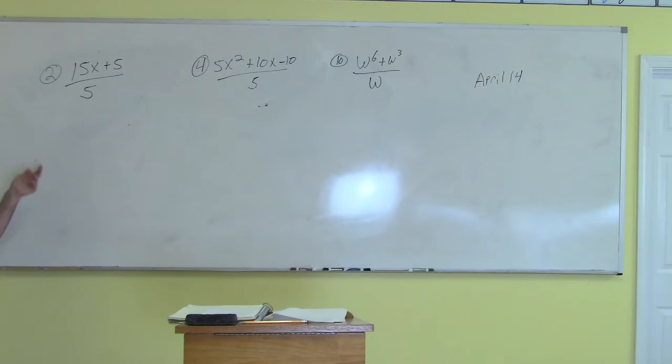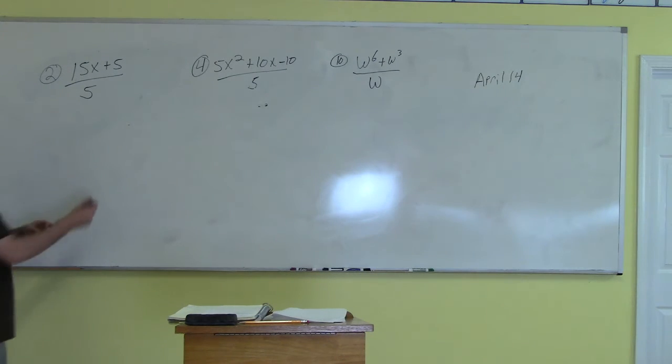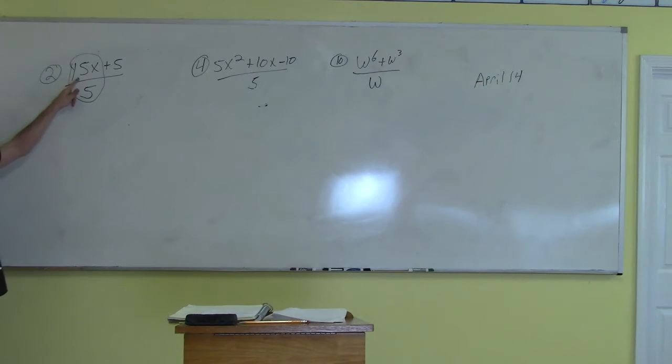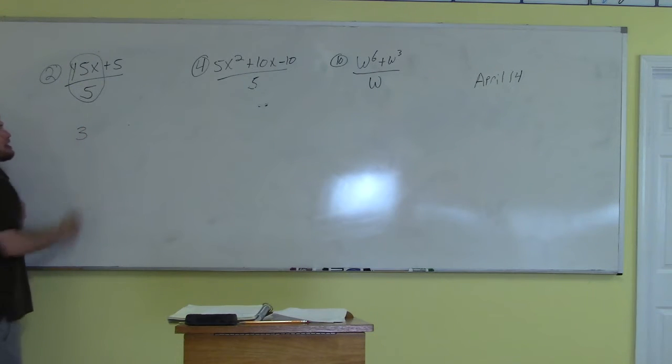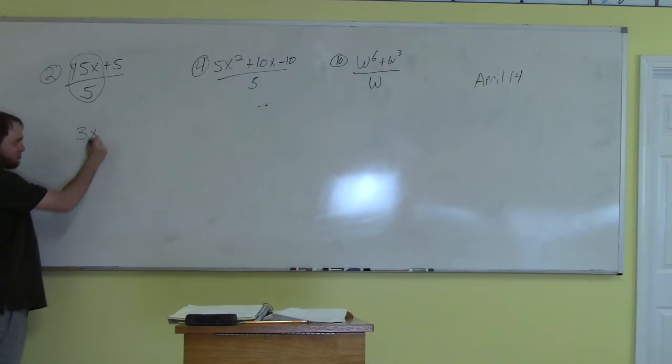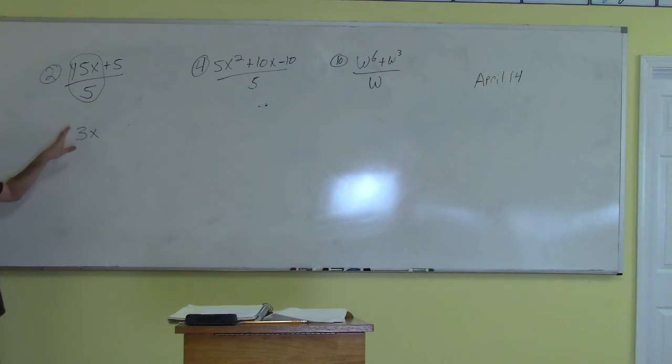If we look at number 2 here, what happens is we have 15x plus 5, and we're dividing by 5. What we're going to do is just separate it. We're going to do the 15x divided by 5. When I do this, 15 divided by 5, just the number divided by the number like we always do, 15 divided by 5 is 3. And then the x doesn't have anything, so it just stays in your answer. That gives you the first term.